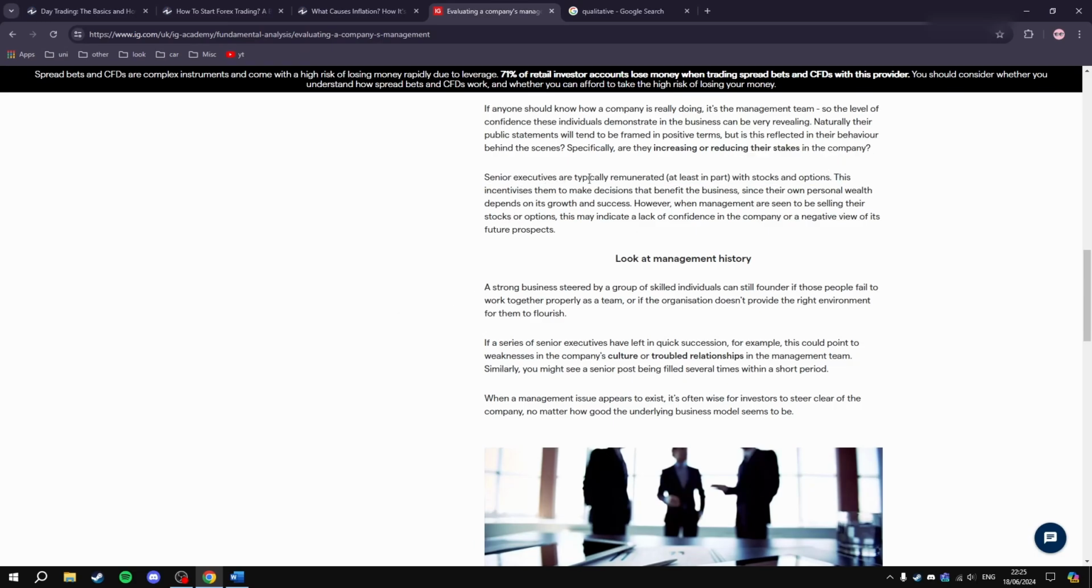Senior executives are typically remunerated, at least in part, with stocks and options. This incentivizes them to make decisions that benefit the business, since their own personal wealth depends on its growth and success. However, when management are seen to be selling their stocks options, this may indicate a lack of confidence in the company or a negative view of its future prospects.